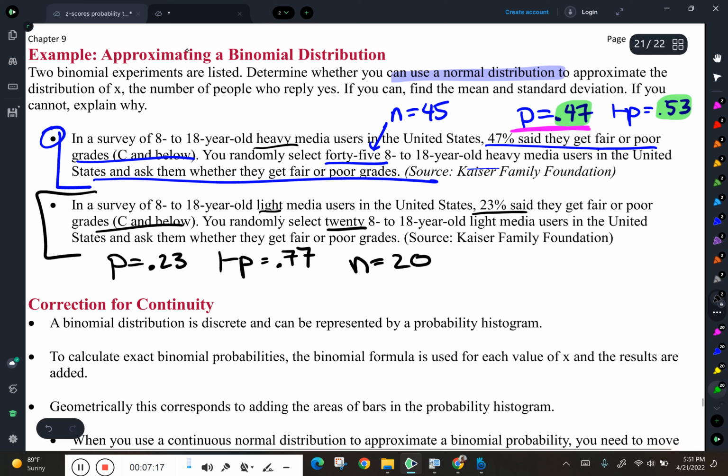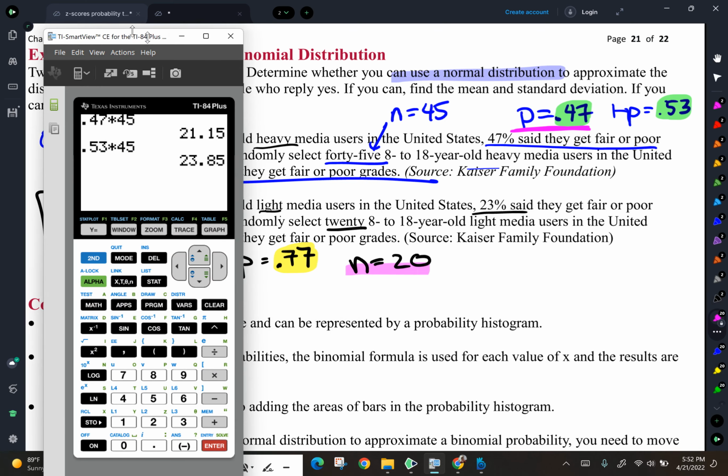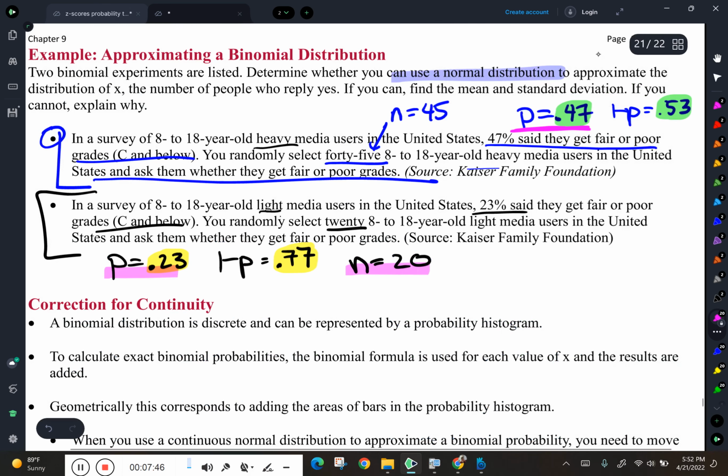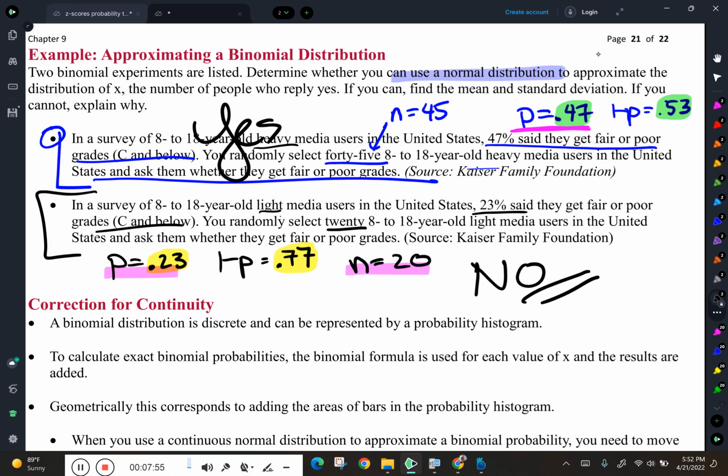I'm normally told to check both N times P and N times 1 minus P, but I'm not going to. I'm only going to check N times P because it's the smaller one. And if the smaller one works, the bigger one will work too. So I'm going to grab my calculator. What is 20 times 0.23? 4.6. That's not big enough. So I can't use a normal approximation. So this one was yes. This one's no. I can't use a normal.